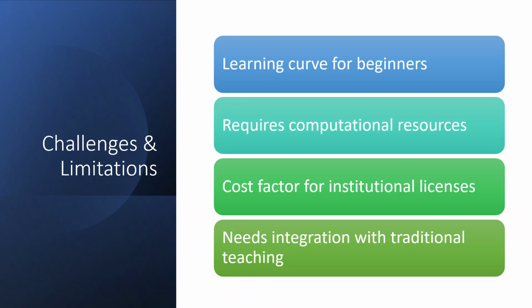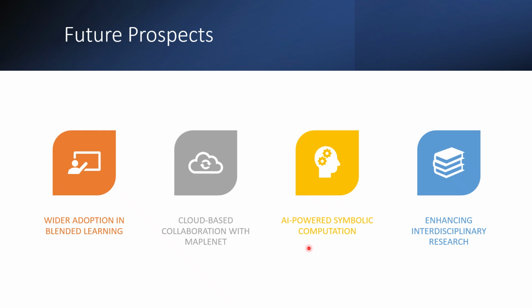Maple integrates smoothly with other programming languages like Python, MATLAB, and C. It generates high quality plots, animations, and 3D models that are publication ready. This makes Maple valuable not only for computation but also for communicating scientific ideas effectively. The recent version of Maple is AI powered for symbolic computations and it offers cloud based collaboration with MapleNet.